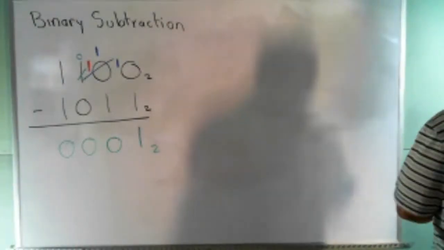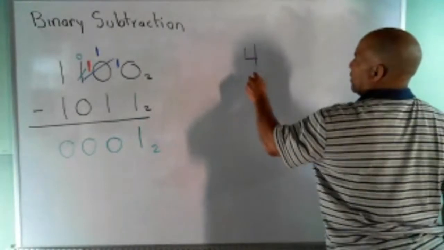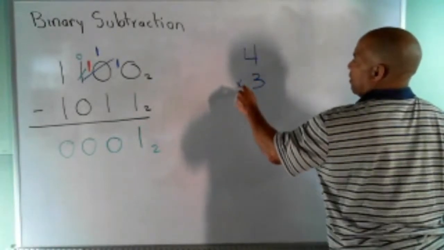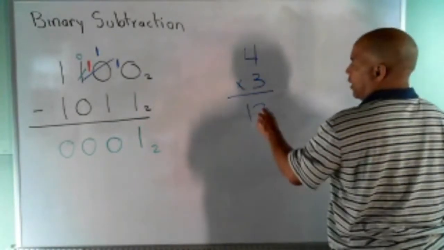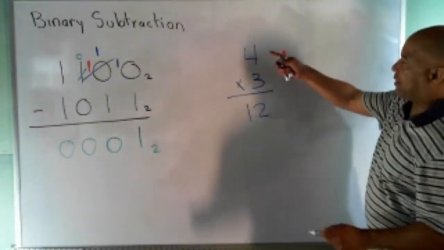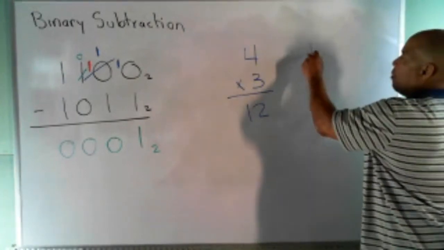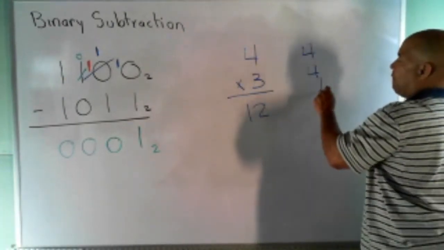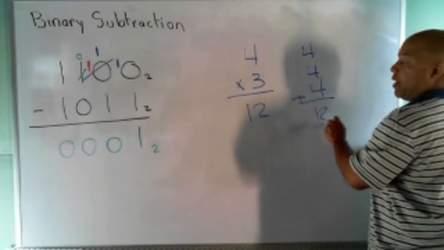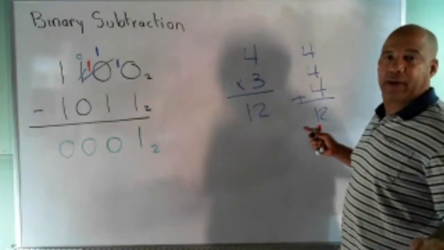If I say I'm going to take, I don't know, 4 times 3, you know that's 12. You know the way the computer would do it is it'll just take 4 and add it up this many times. So let's say 4, 4, 4, and it'll add that up and it'll get 12. You'll think it's multiplying, but it's really adding because it's so quick.